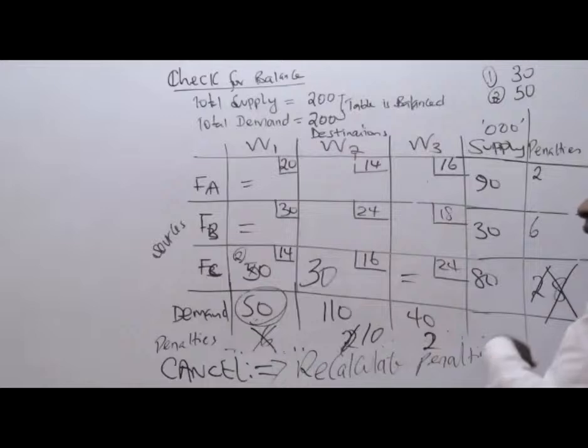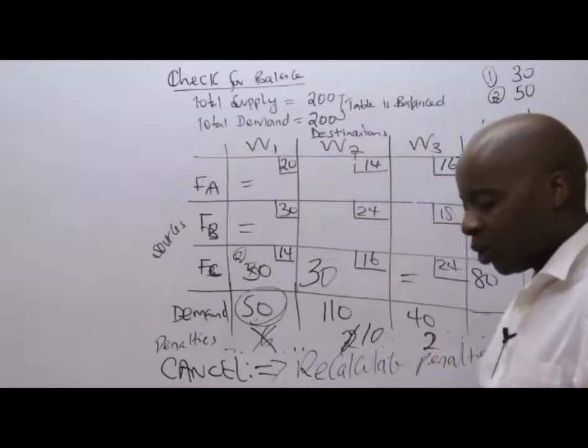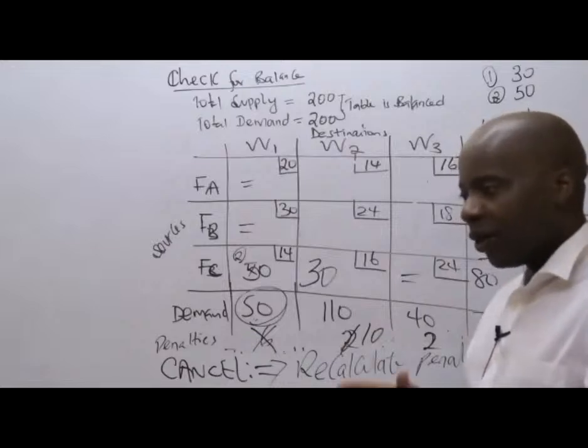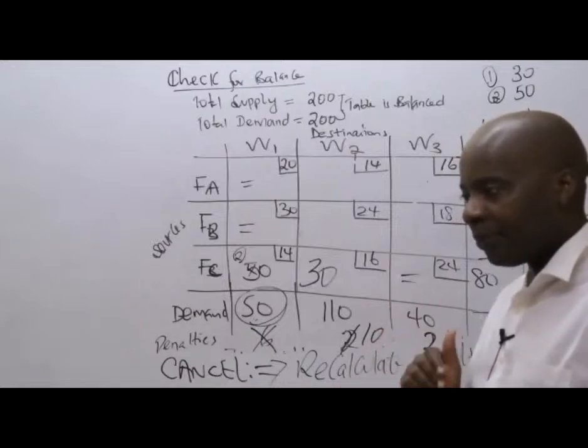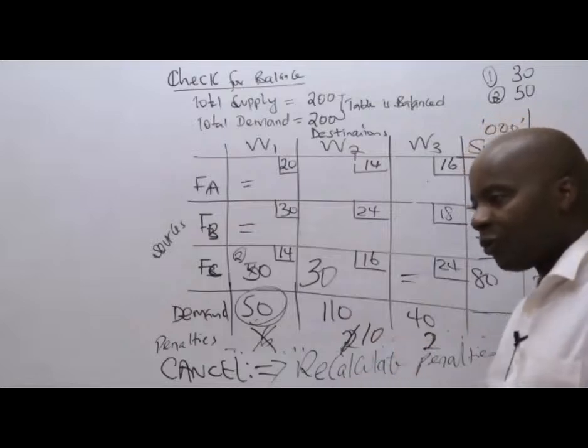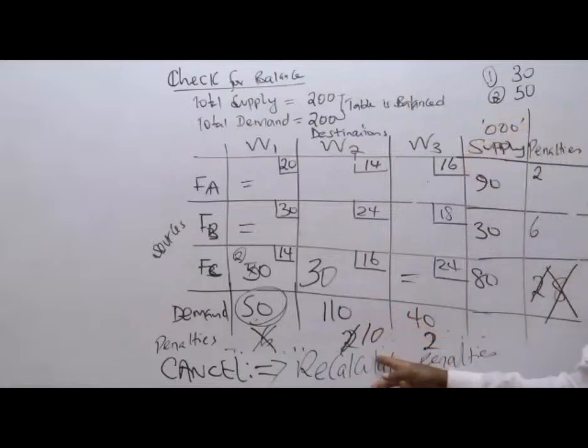So I happen to have a fresh round of penalties. What do I do with these penalties? Very easy. Always you will be guided by the highest penalty. The highest penalty here happens to be the 10. It's a column penalty. Walk along the column and do the allocation of units for us.